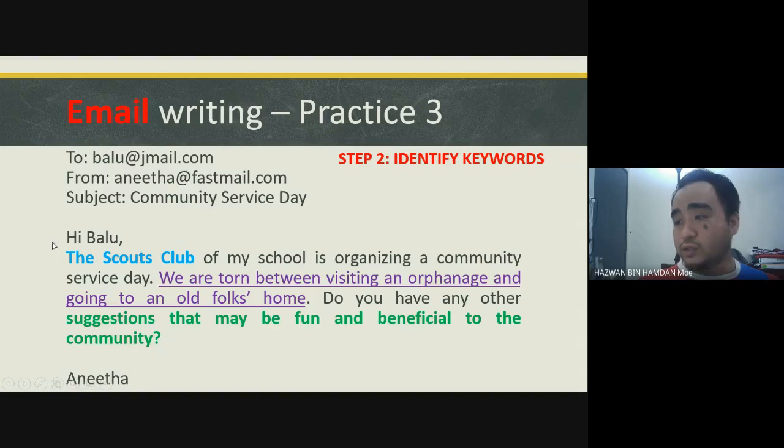Okay, you're going to tahu you are talking to a person who is in a scout club. You are talking to a person who is indecisive, tak boleh buat pilihan, sama ada visiting orphanage or old folks home. And suggestion that may be fun and beneficial. Yes, good. Beneficial is another good keyword because your suggestions, cadangan nanti, bila you tulis, it must be fun and beneficial. Okay. And also the name, Balu and Anita, you cannot change. Jangan tiba-tiba tukar jadi Puspawati ke, jadi Karim ke, and so on.